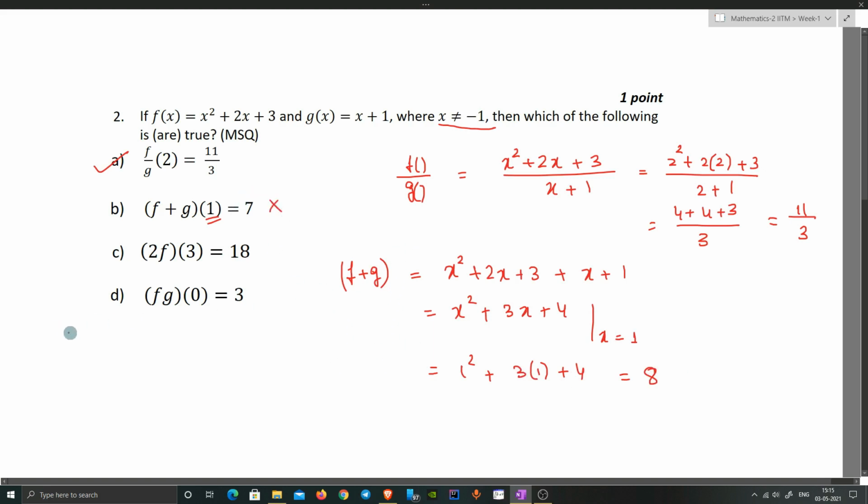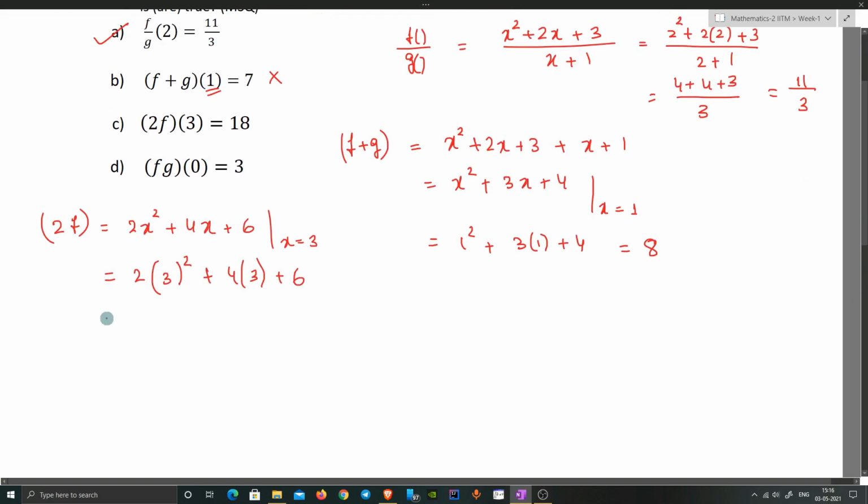Okay, now they're asking us to find out 2f, right? So we simply have to multiply 2 with this polynomial. So we'll have 2x square plus 2 times 2 is 4x plus 3 into 2 is 6. They're asking us to substitute x is equal to 3. So we'll have 2 into 3 square plus 4 into 3 plus 6.